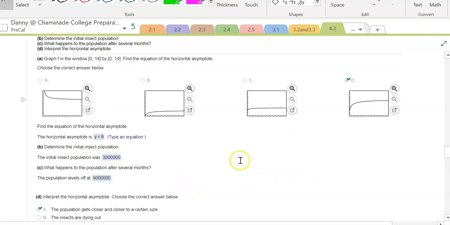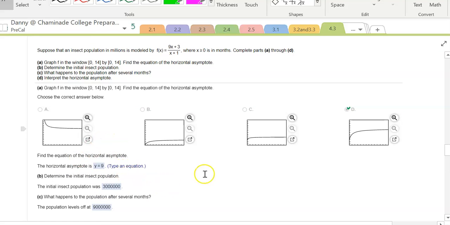And then initial, meaning if I were to plug in 0, so initial is like when the time is 0, when we're first starting to look at this population. So you plug in 0, 9 times 0 is 0, plus 3 is 3. 0 plus 1 is 1. 3 divided by 1 is 3. But we're dealing in the millions, so make sure you write 3 million here.